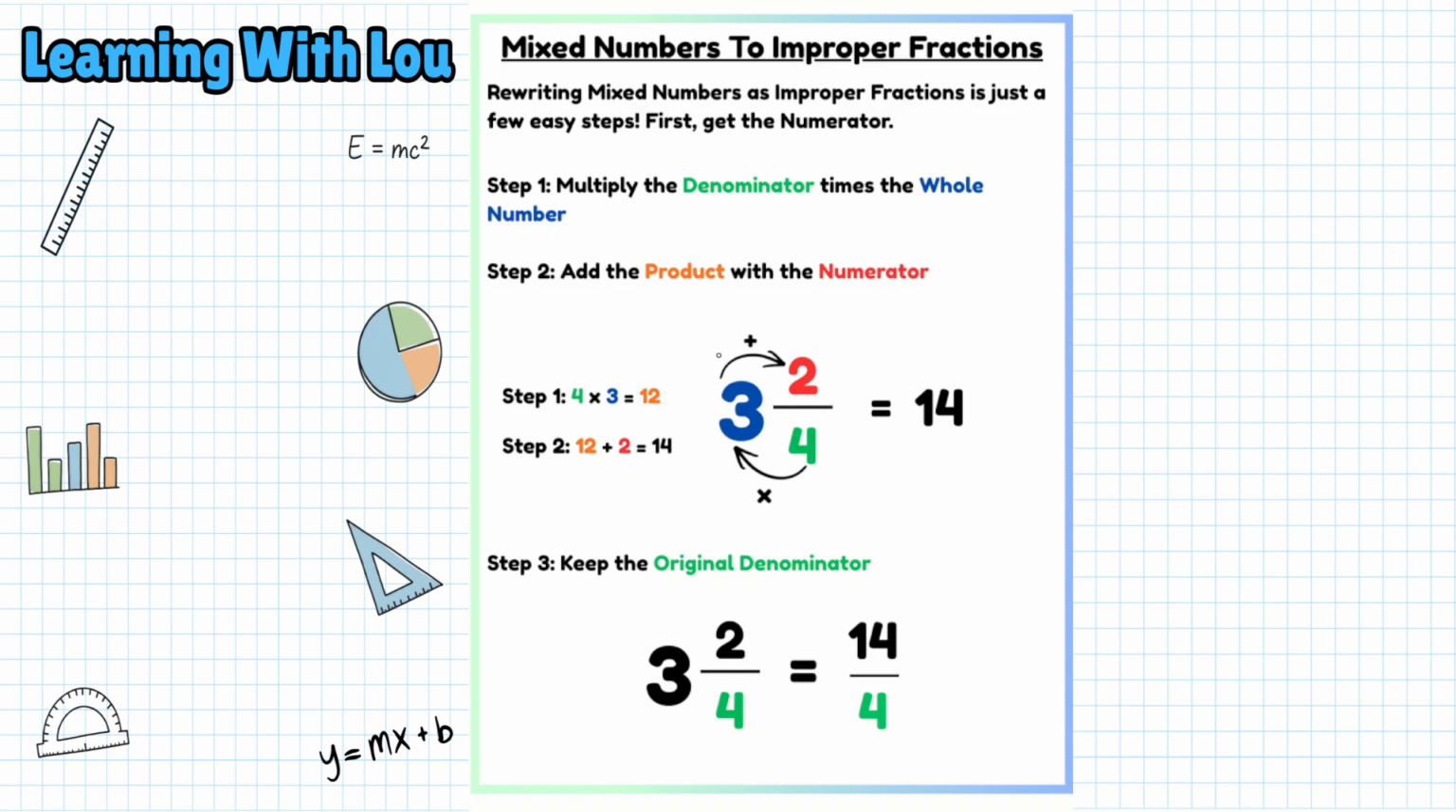And then you take the product that you just got from multiplying, and you add your numerator to it. So 4 times 3 was 12, plus 2, 12 plus 2 gives me 14. That becomes my new numerator. So I have 14, and then step 3, you just keep your original denominator, which was 4. We get 14/4. So 3 and 2/4 can be rewritten as 14/4. They're equivalent to each other.